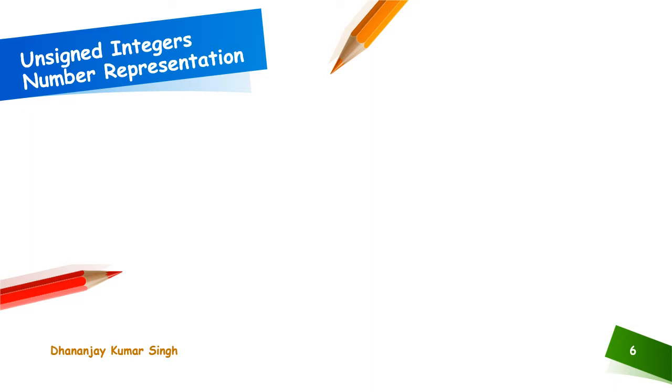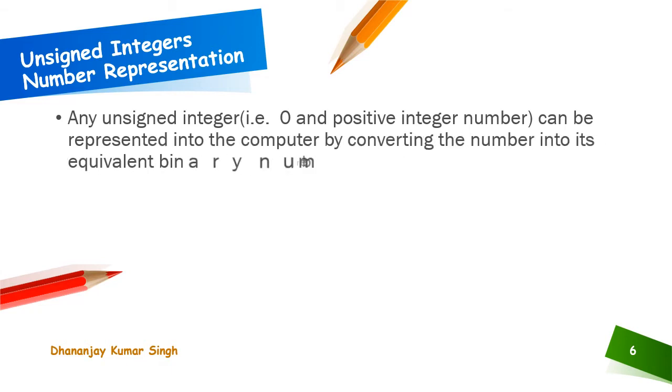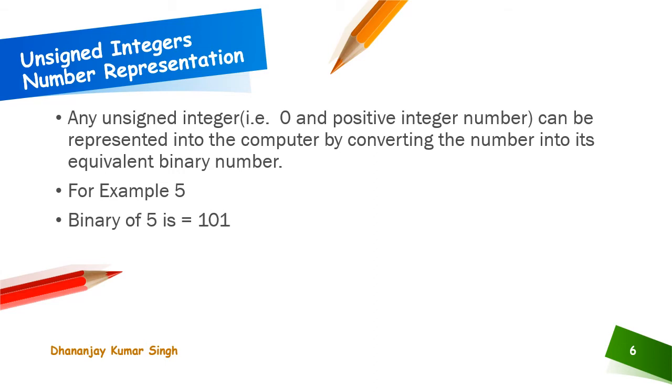Now we will talk about how to represent unsigned integer numbers in computer memory. That's why the topic is unsigned integer number representation. Any unsigned integer, that is 0 and positive integers, can be represented in the computer by converting the number into its equivalent binary number. Whatever number we want to represent in computer memory, we need to convert to binary. For example, 5 is given, convert it to binary, that is 101.